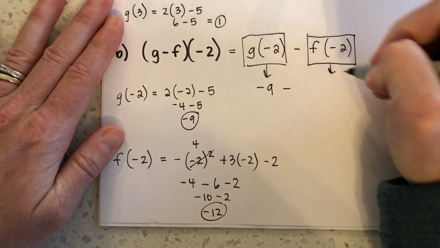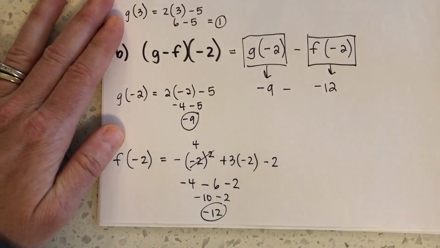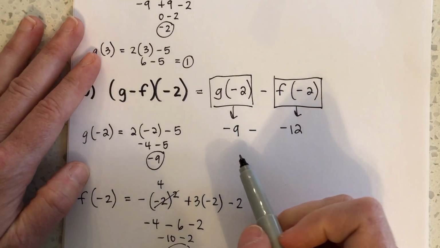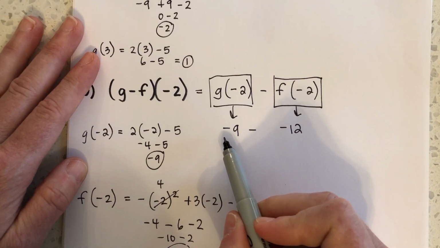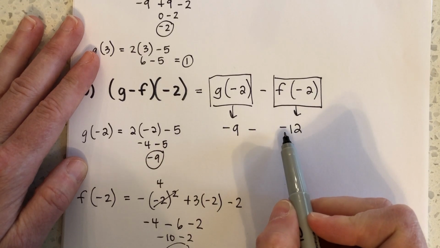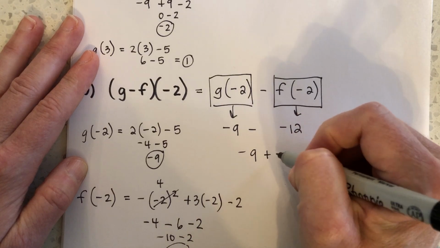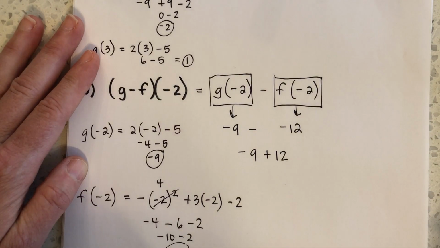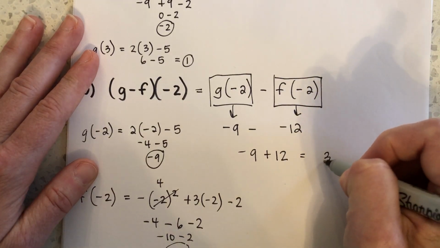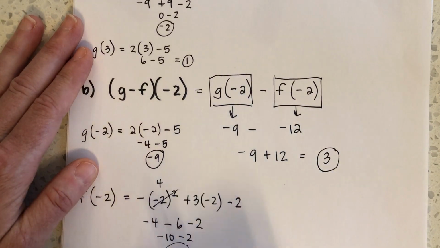So now I can put negative 12 in for f of negative 2. So really what I'm being asked to do is take negative 9 and subtract negative 12 from it. Well, what happens to minus minus? It becomes plus. So what's negative 9 plus 12? It's 3. The answer to this question is 3.